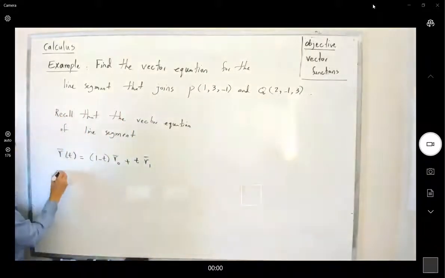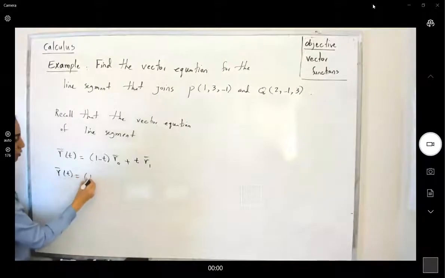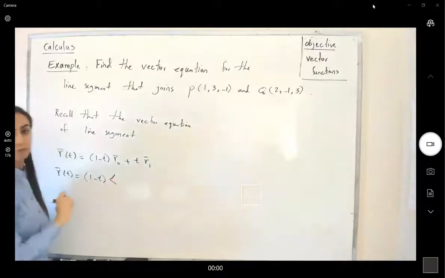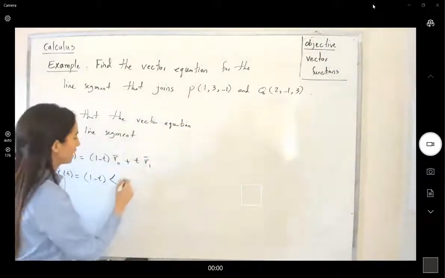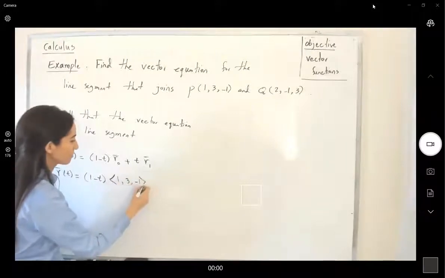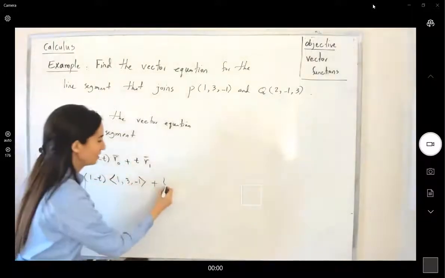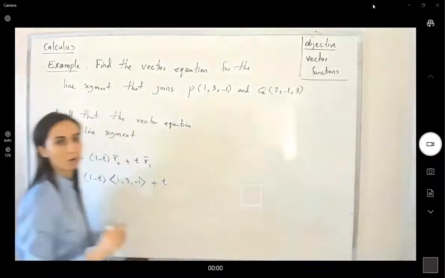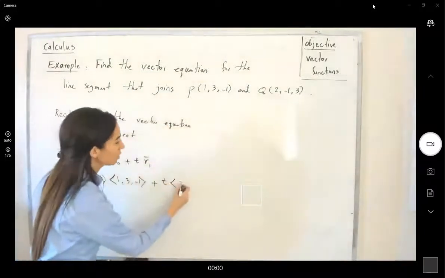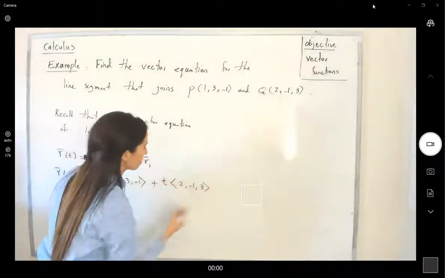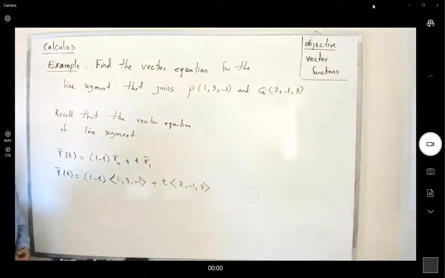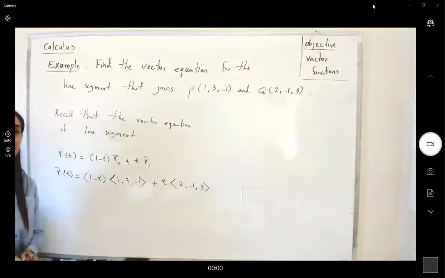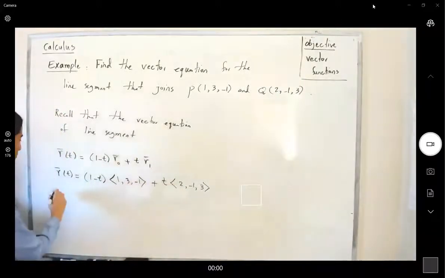So r of t is equal to (1 minus t) times vector r sub 0, which is the vector (1, 3, -1), plus t times r sub 1, which is the terminal vector (2, -1, 3). The rest is algebra. We distribute 1 minus t, we distribute t, and then we combine corresponding components.